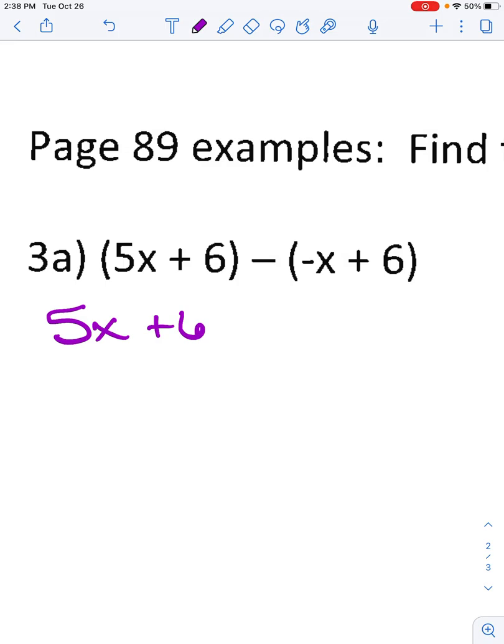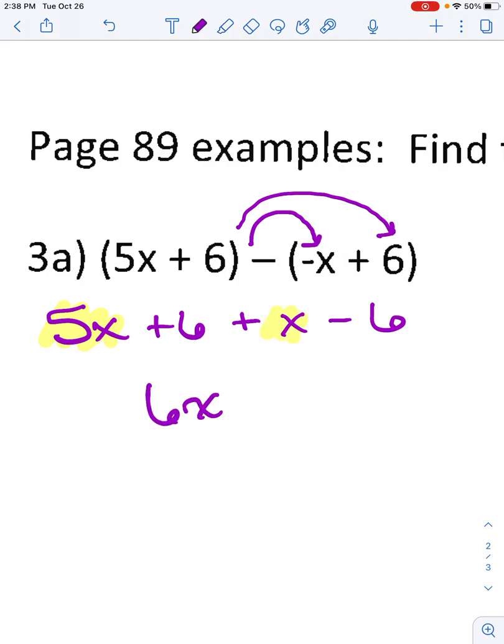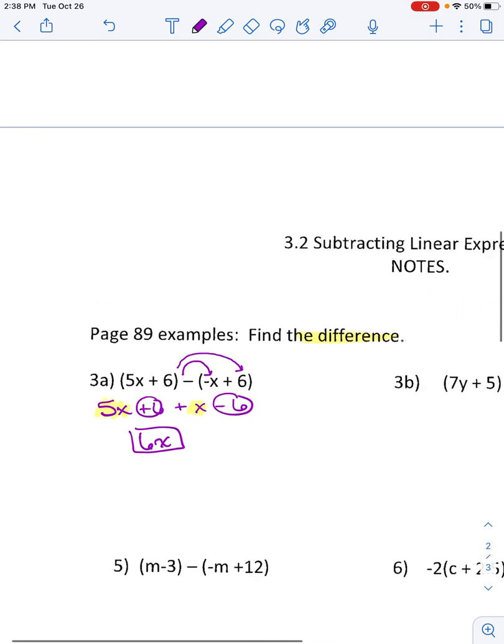So pay close attention. Example 3a, nothing to distribute with the first one, so we're just going to bring down 5x plus 6. Now, please pay close attention. This is a negative times a negative x, which is a positive x. And then a negative times a positive 6 would be a negative 6. So when you see that subtraction sign in between the two expressions, you are using that as a negative. It changes your signs. Now I can combine like terms. 5x plus 1x is 6x, and 6 minus 6 is 0. Do not write 0, we just have 6x.